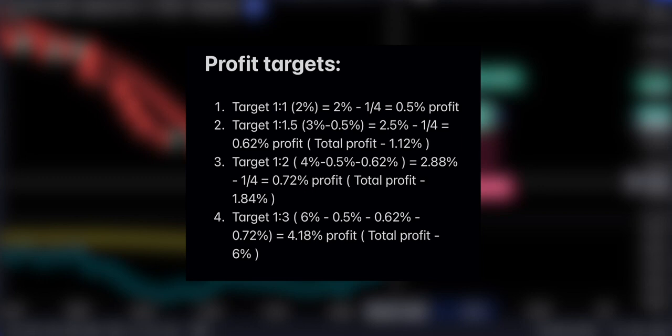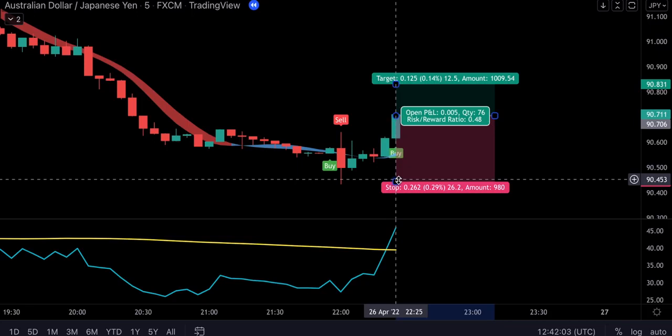risk to reward ratio. So we see if the price reaches our first take profit target, which is 1 to 1, we're going to take a quarter of our profits off, and our total profit will be 0.5%. If the price reaches our second target, which is 1 to 1.5 times the risk, we're going to take another quarter off, which is 0.62%, and our total profit will be 1.12%. So we're going to be taking a quarter of our position off up until we reach our last target, which is 1 to 3. And if the price reaches our last target, our total profit will be 6%. Okay, now let me show you an example and you'll see what I mean.